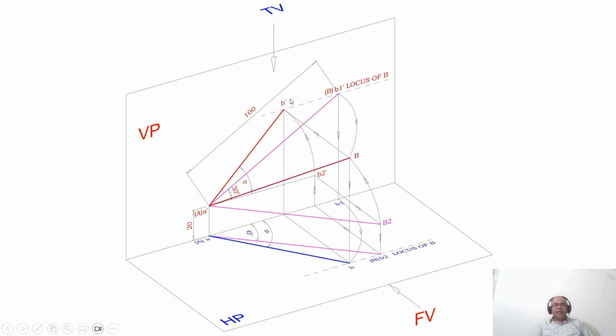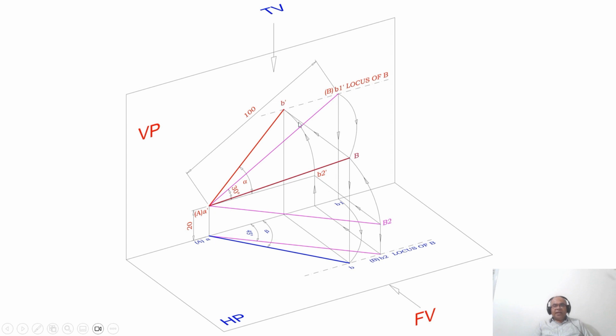Now mark that point as B dash, and join A dash B dash with a dark line. That is the apparent inclination made by the line with respect to HP, which is A dash B dash. This is how you mark that angle as alpha. This is how you will be able to solve the problem.